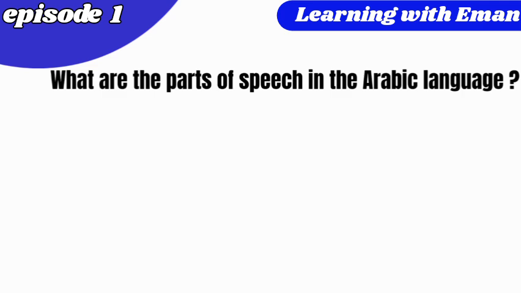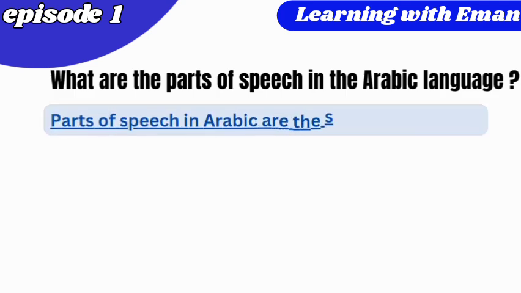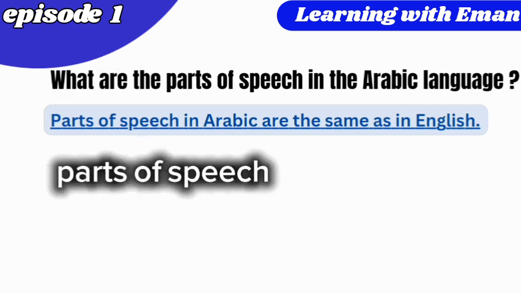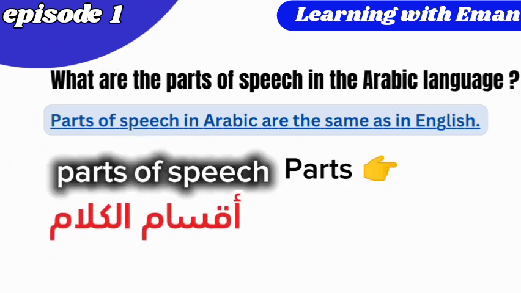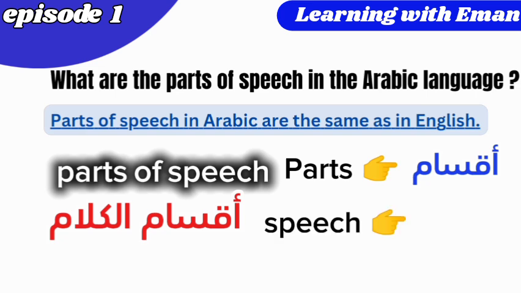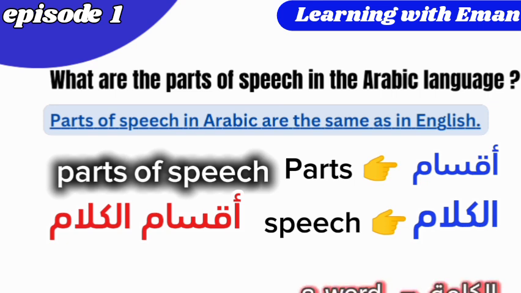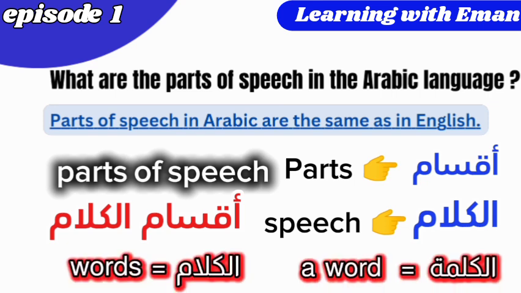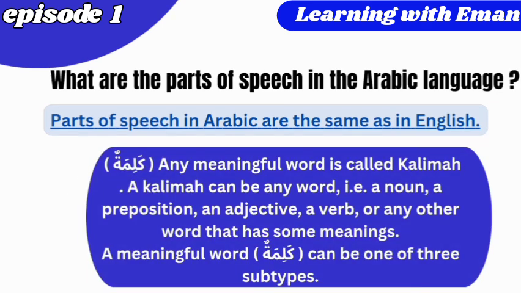Welcome to the first episode of the Arabic grammar. So, let's start with the first question. What are the parts of speech in the Arabic language? Parts of speech in Arabic are the same as in English. The parts of speech in Arabic are called أقسام الكلام. Parts means أقسام, speech means الكلام. الكلمة is singular, while الكلام is plural. Any meaningful word is called kalima.